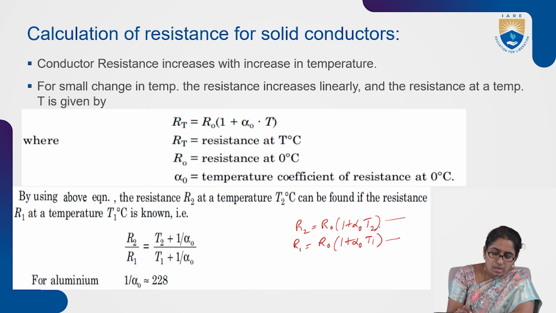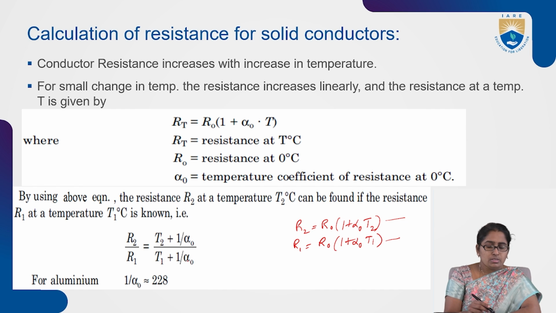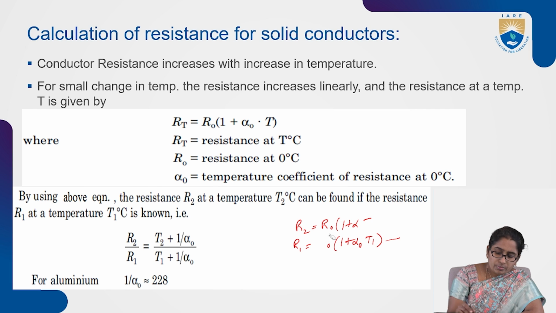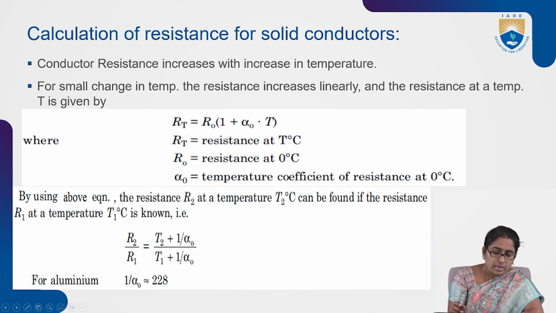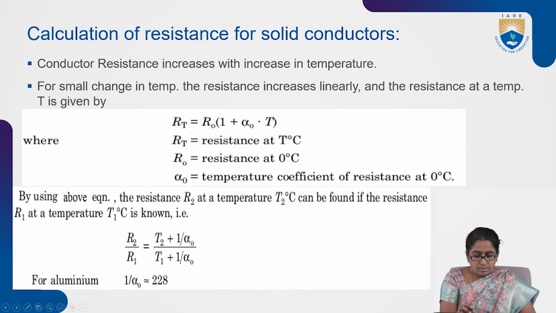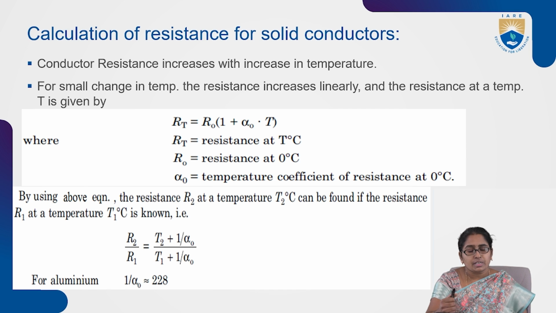Now from the above expression, if we divide both up and down by alpha naught, we will get R2 by R1 equals T2 plus 1 by alpha naught over T1 plus 1 by alpha naught. Now, for aluminum, this temperature coefficient 1 by alpha naught value is given as 228. So this is how the resistance at different temperatures can be calculated.